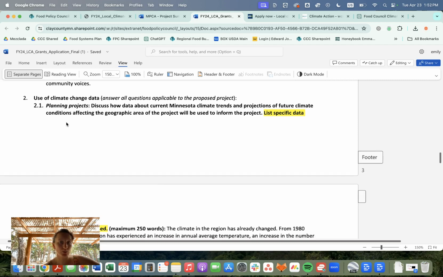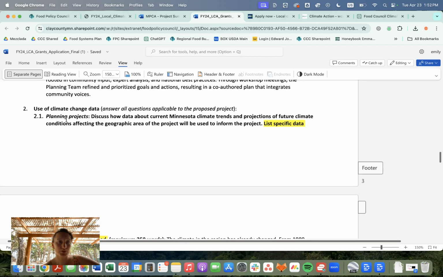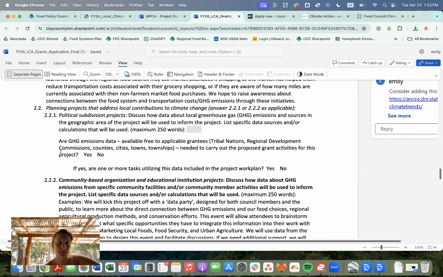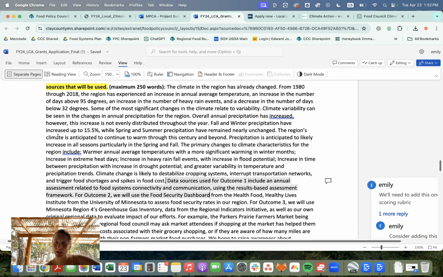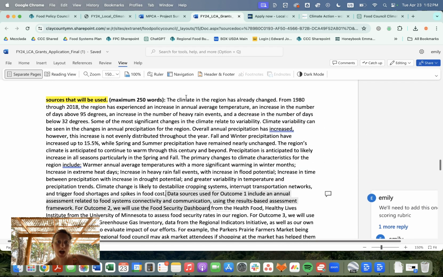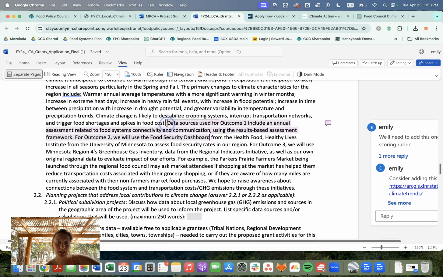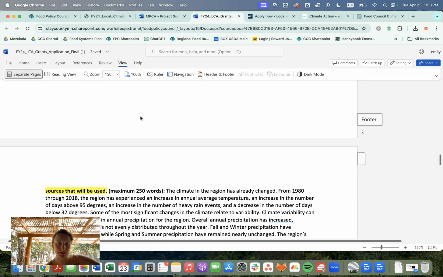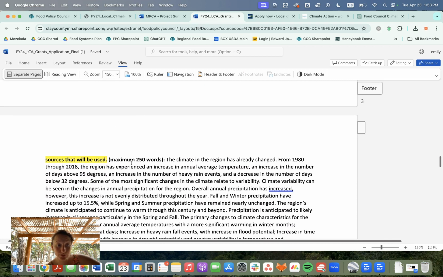Planning projects, we're not doing that one, which is really funny because I just realized I answered this and I probably didn't need to, because we're actually an implementation project. But this is okay. I took this information, again, directly from the Climate Action Plan. It is not original content. I did not need to write that. Data sources is one of the things that it asks for in here. List specific data sources that will be used.